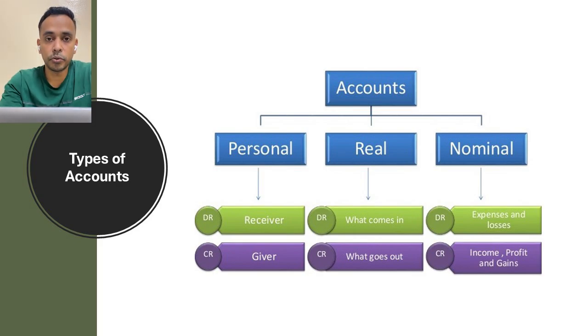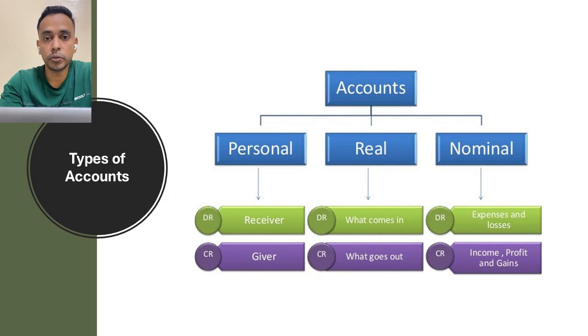And we have golden rules that apply to every transaction. For real account, debit what comes in, credit what goes out. For personal account, debit the receiver, credit the giver. For nominal account, debit all expenses and losses, credit all gains and income. So we will go through one by one.